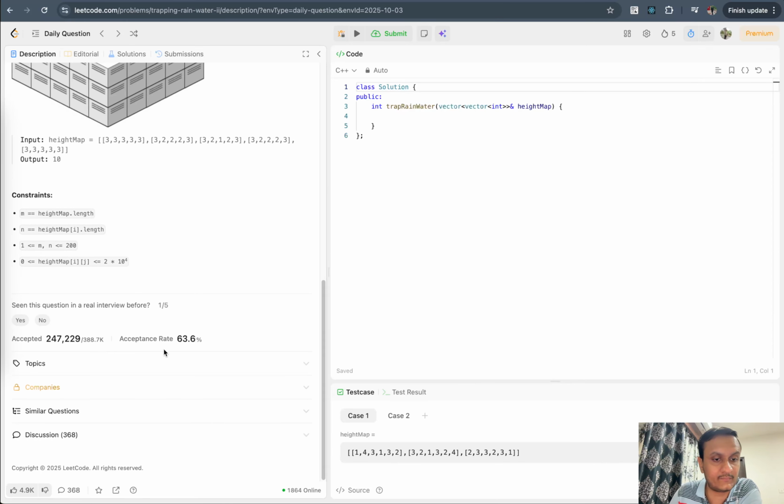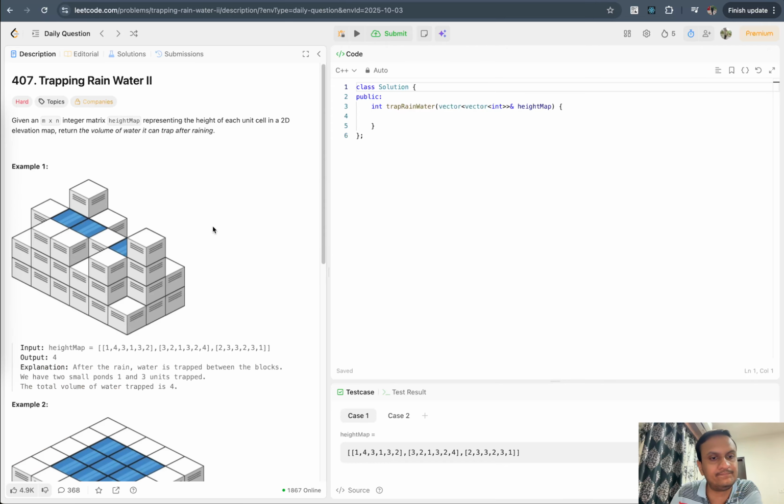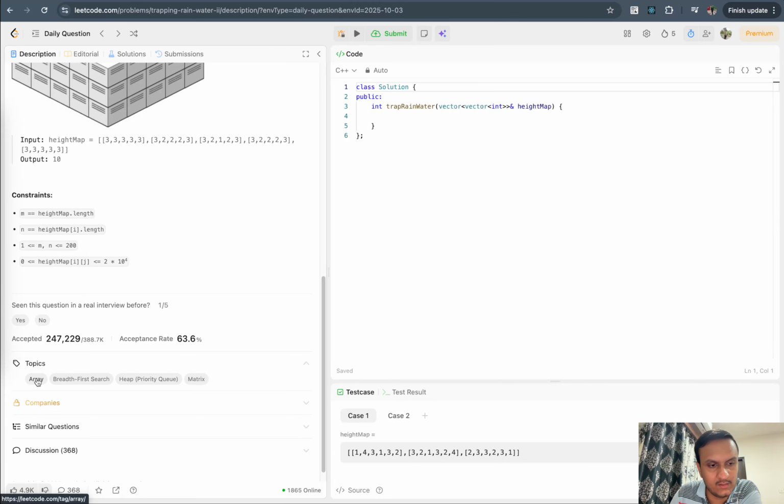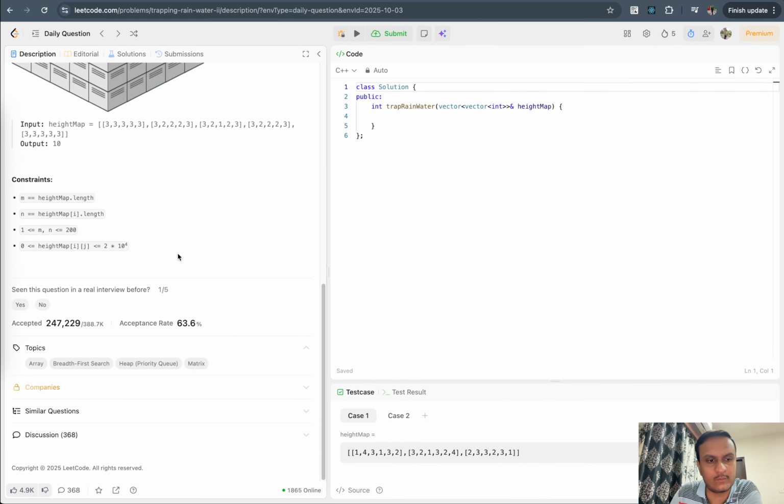Okay, it's time. Is there any hint? No hints given. Okay, let's check some topics. It's saying array. Yes, array, we have to deal with it. BFS, breadth first search, and heap, priority queue, matrix. We have built a matrix.